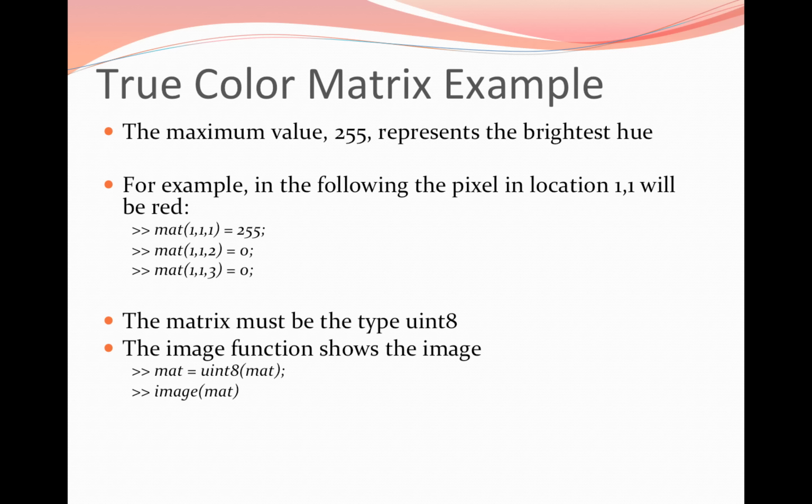The matrix has to be the type uint8. By default, the element types would be double, but we want to make sure that it's the type uint8. So we take the image matrix once we've created it, pass it to the uint8 function to typecast it to be the type uint8, and then we can use the image matrix to actually display it using the image function.